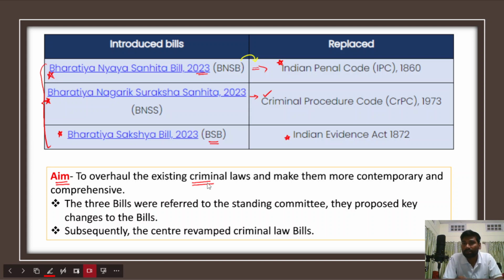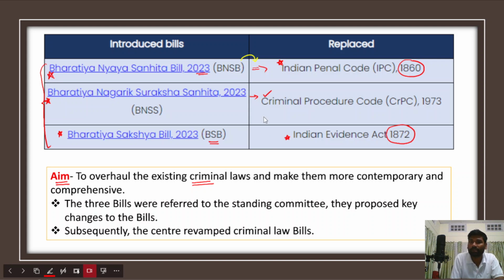Because I have already told you, imagine the Indian Penal Code was brought to India in 1860 and the Indian Evidence Act of 1872. So they are all very old, archaic and colonial in nature, and they don't represent the contemporary aspects of Indian society, nor the nature of the crime as well.